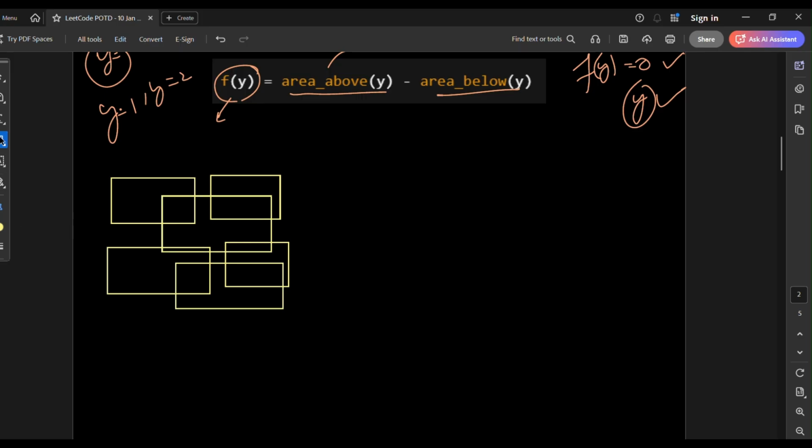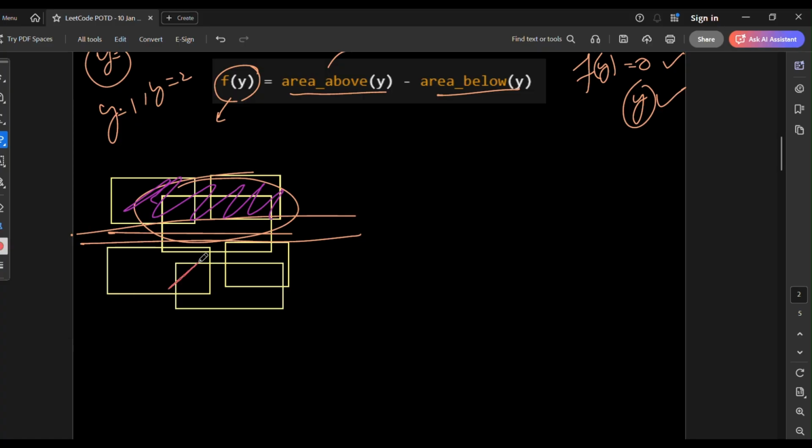Now our main goal is to find a line such that the area above it will be equal to the area below it. When these two areas are equal, then we will say that we have found the line. So now I think you have understood this question.